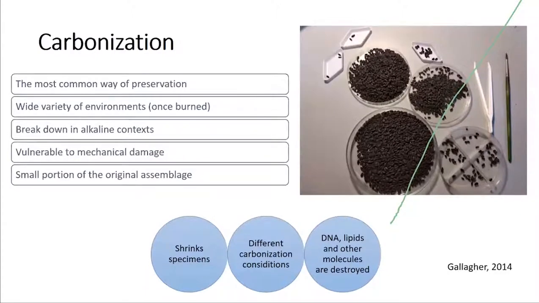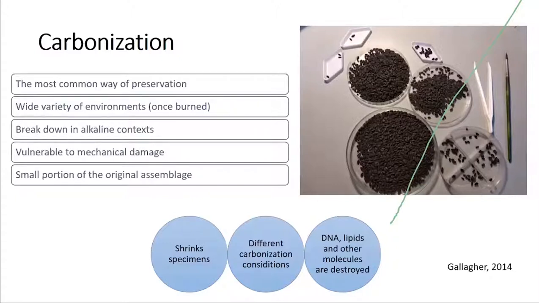Carbonization is the most common way of preservation. You can find it in a wide variety of environments, because once it's burned, it will be preserved, but not always, because it could be broken down in alkaline contexts as well. And also it's very vulnerable to mechanical damage.